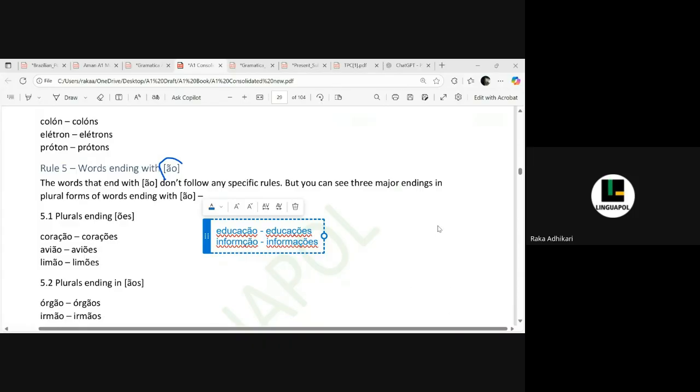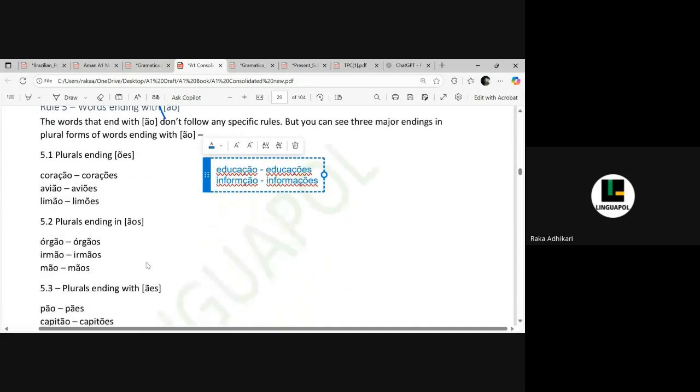But if we don't have the ending of "ção," if we cannot see the letter C, then we cannot predict what will be the ending of that word in the plural. So there can be three forms of plural ending for the words with "ão." We are talking about "ão," not "ção."